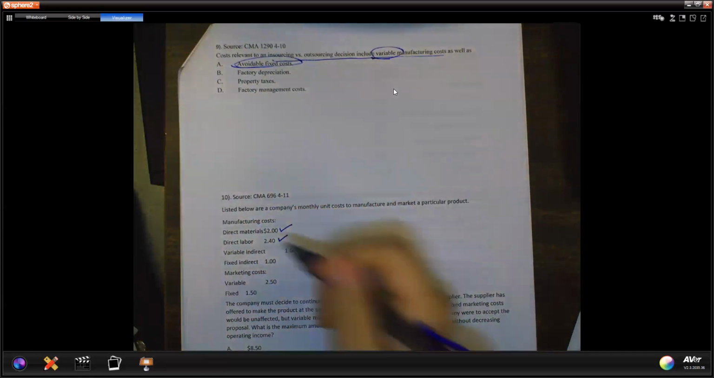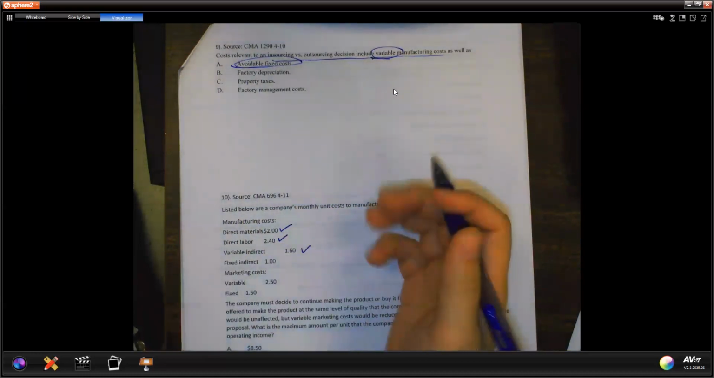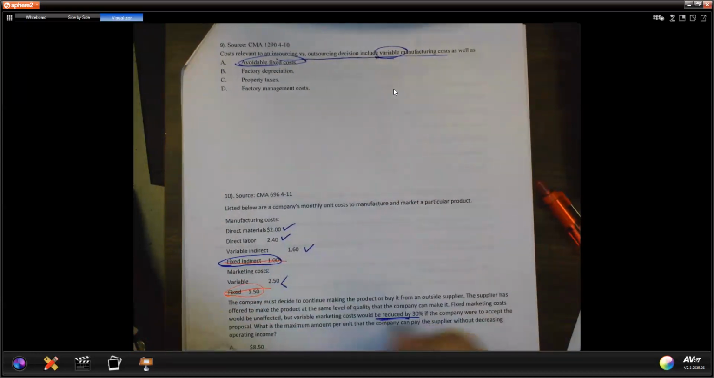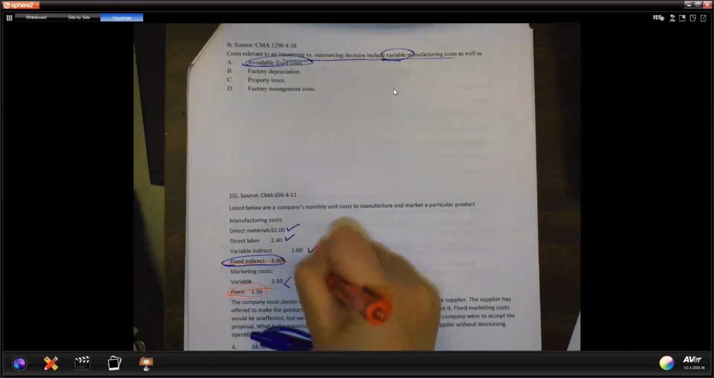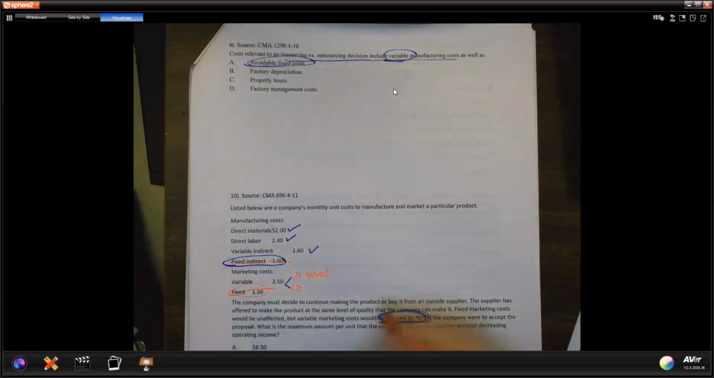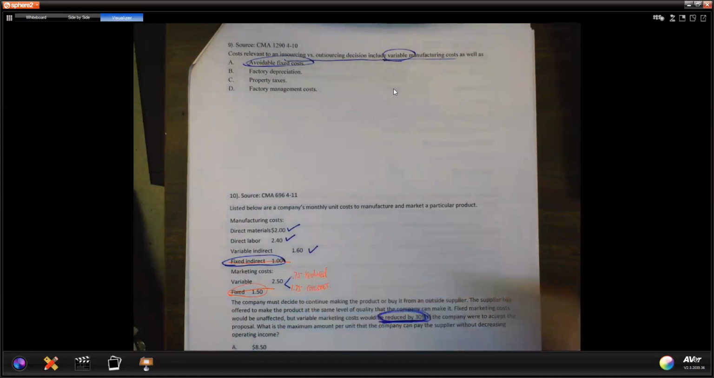So for manufacturing cost, we said direct material is relevant, direct labor is relevant, and variable indirect is relevant because it's variable. For the fixed, we said it's irrelevant because it's fixed. And for marketing fixed, we said it's irrelevant because it's fixed. Of the variable 2.5, 30% will be reduced, which is $0.7. But the 1.75, the other 70%, will still be constant, so it will not be reduced.